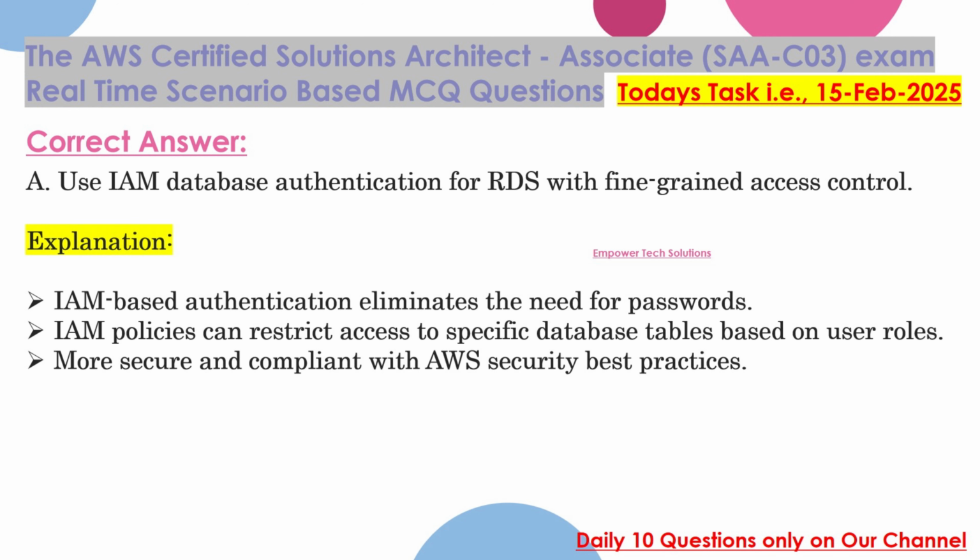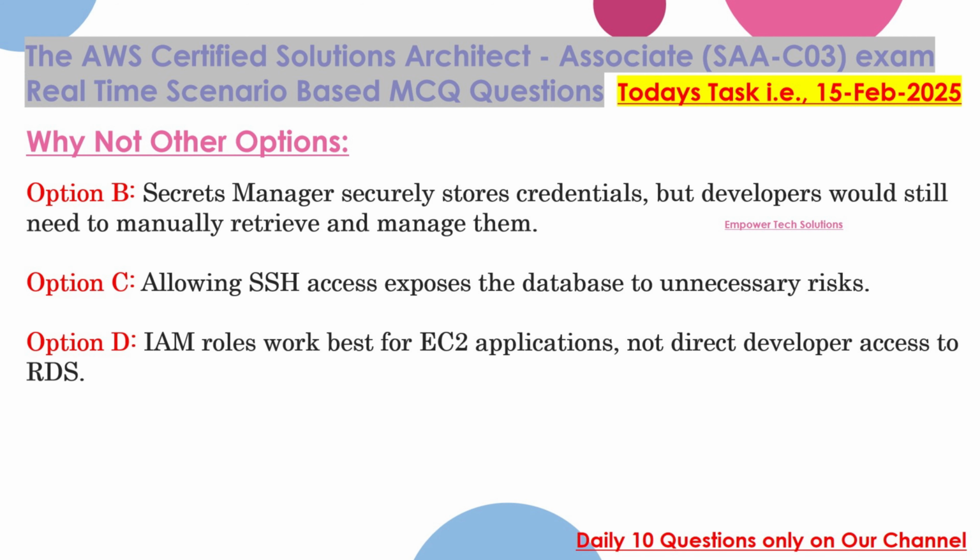Correct answer: A. Use IAM database authentication for RDS, with fine-grained access control. Explanation: IAM-based authentication eliminates the need for passwords. IAM policies can restrict access to specific database tables based on user roles. More secure and compliant with AWS security best practices. Why not other options? Option B.